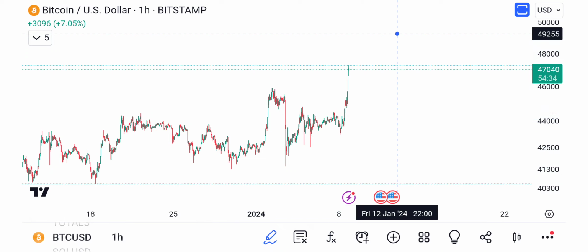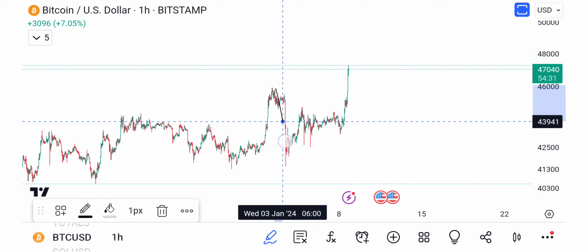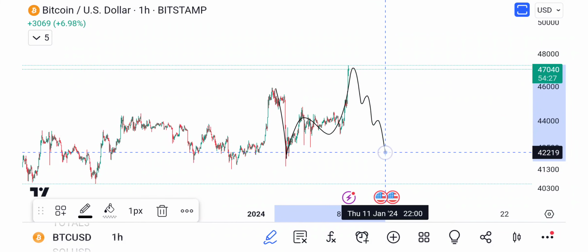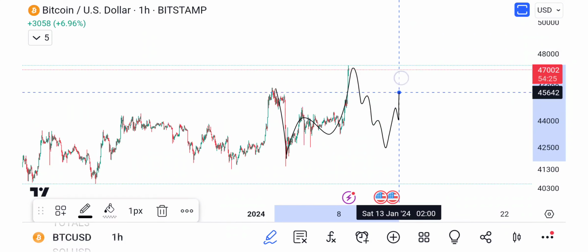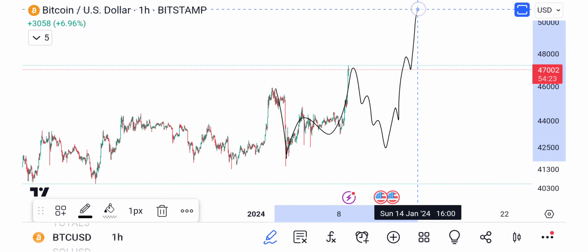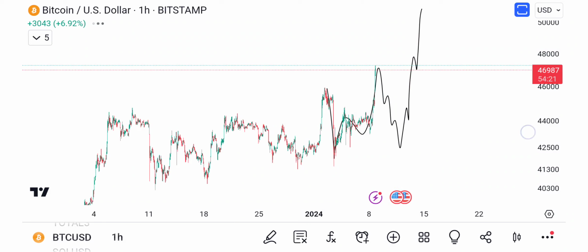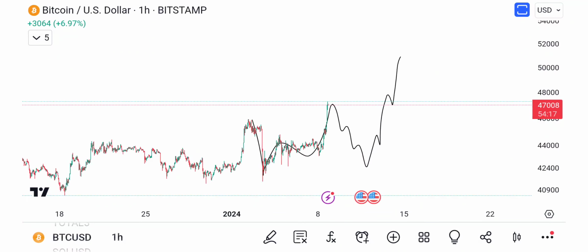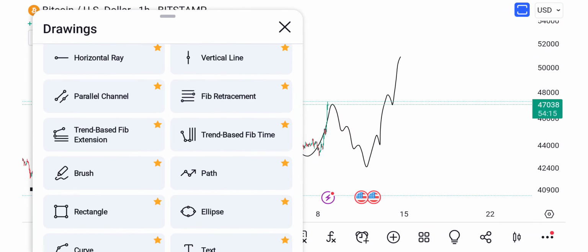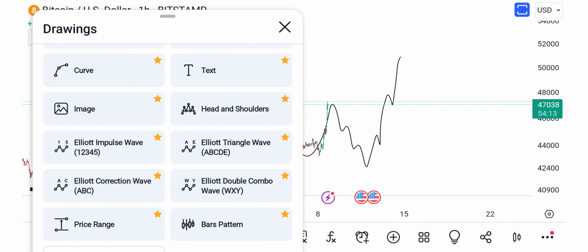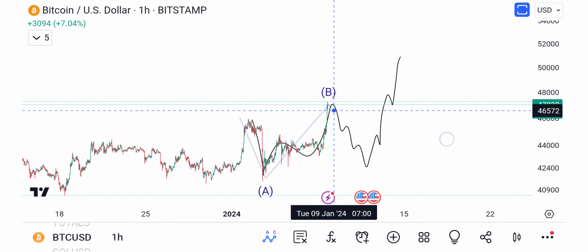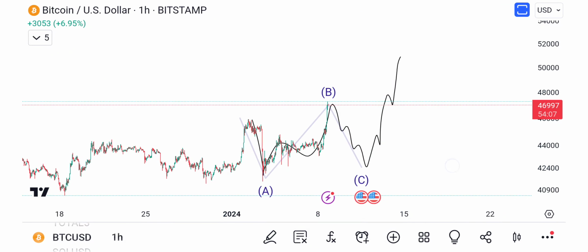It's over, right? Or if this is an A and this is a B, and then we come down for C, then we can really shoot up here for a big flat that even could take us above 51K, right? So something like that, A, B, and a C. So that would be idea number 2.